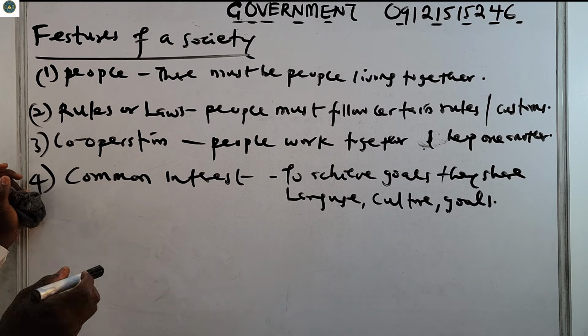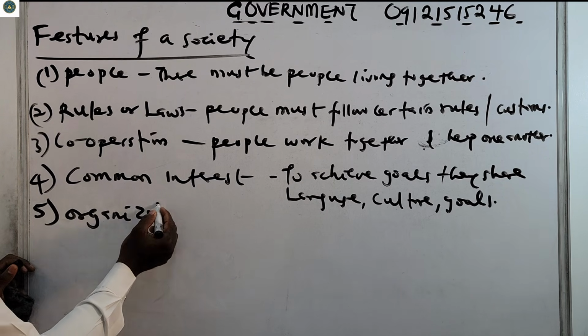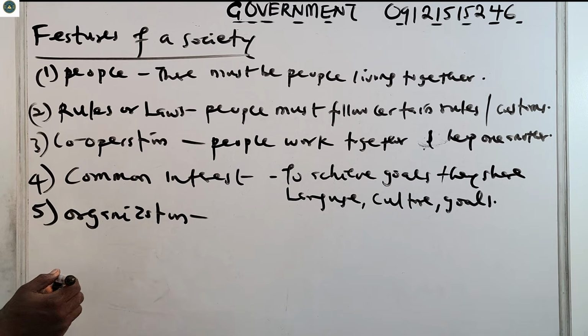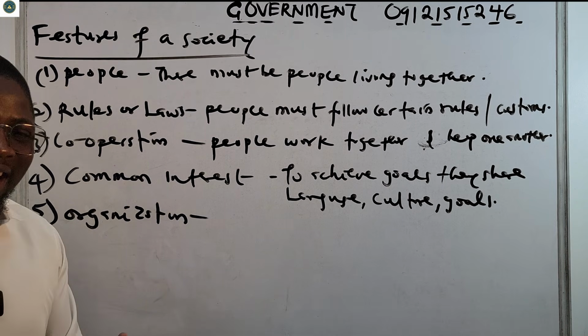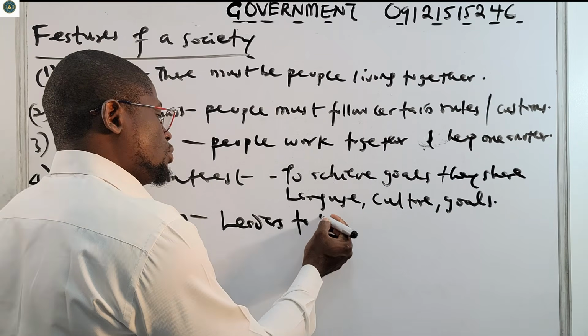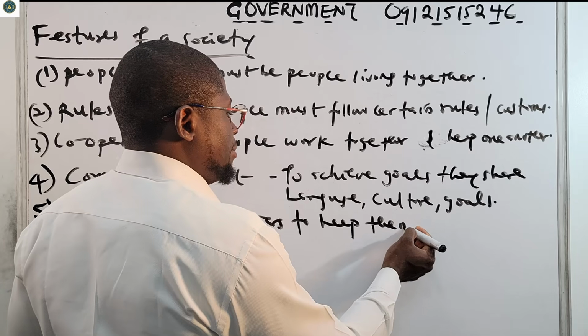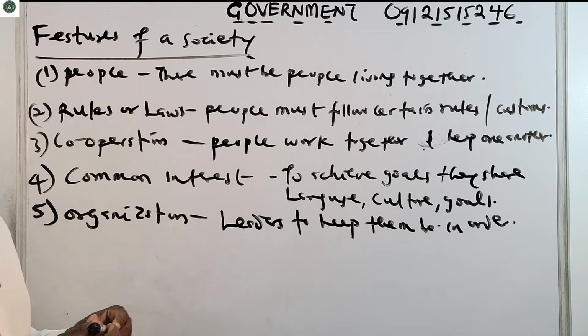Then lastly, let's look at organization. They must be organized so that there will be order. They must have leaders who will help to keep them in order. So they must have leaders to help them be in order. These are the features of a society.